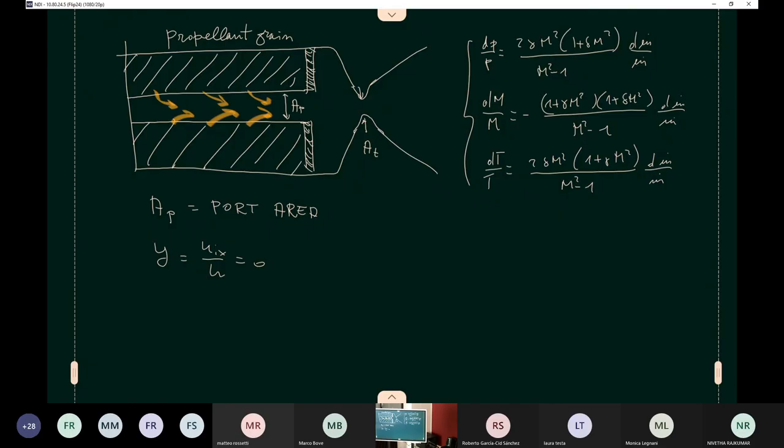And you have seen that we have here, in this case, some pressure losses, or better, total pressure losses. Similar to what happens with friction or heat addition. And just for the sake of completeness, I would also write that our lambda is 1 plus gamma m squared d dot m over dot m.